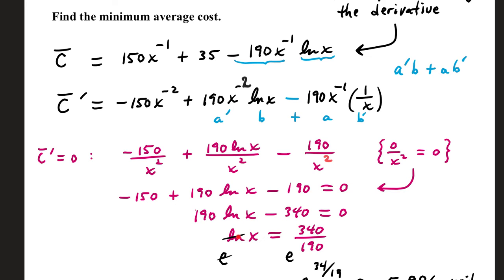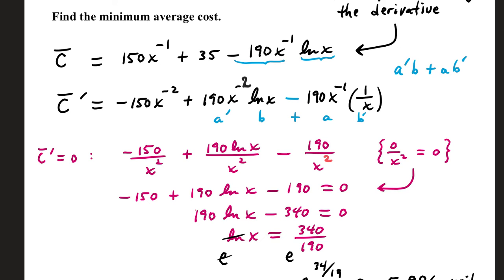Now to eliminate the natural log, you exponentiate with e. So that's what I've done in the black ink, I have raised both sides of the equation as a power of e. This is called exponentiating. e and natural log cancel one another, so that is x equals e to the 340 over 190, which reduces to 34 over 19, and that's approximately 6 units.